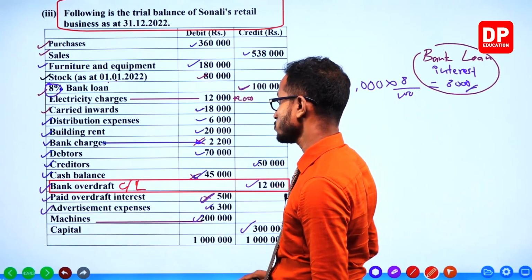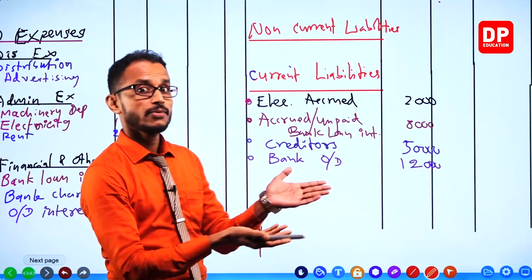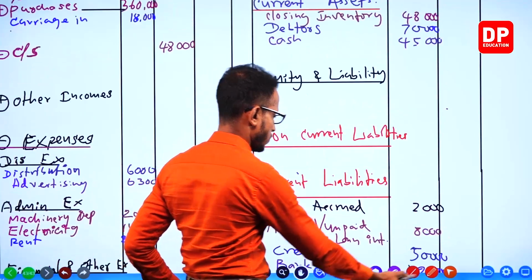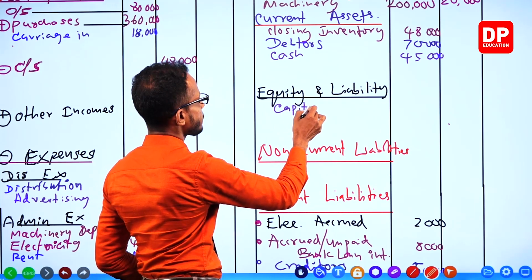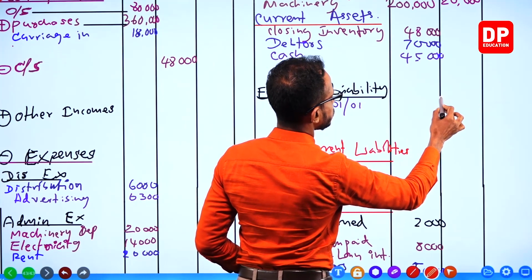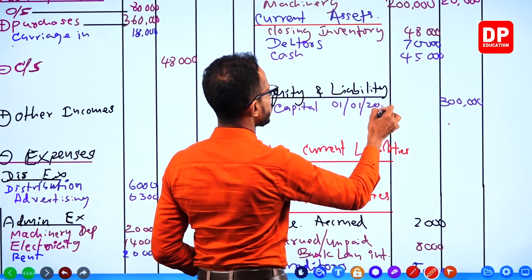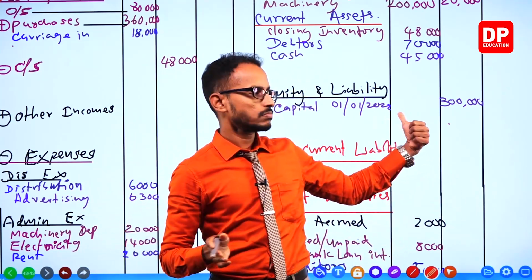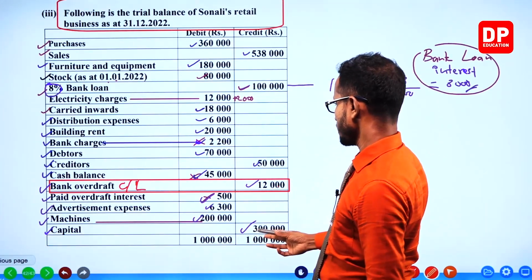Capital 300,000. In the equity section, capital is equity. Right here. Opening capital. You can write capital as at first 300,000. First 2022. Equity section. You mentioned capital. And we are done. Okay, 300,000 capital.